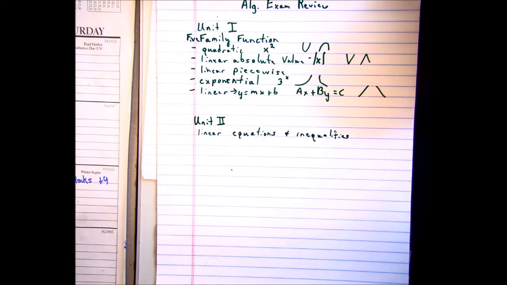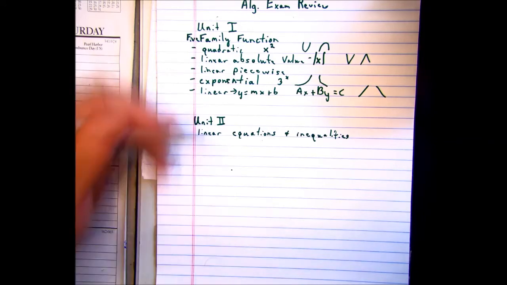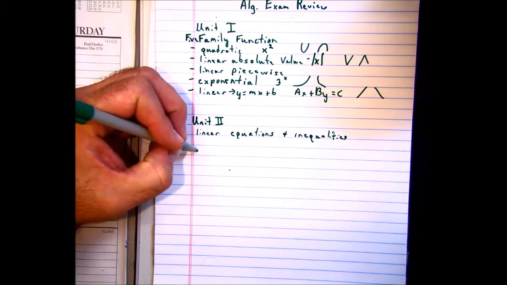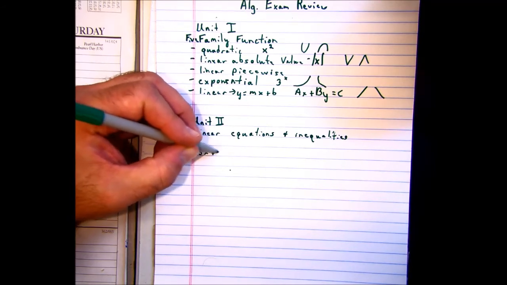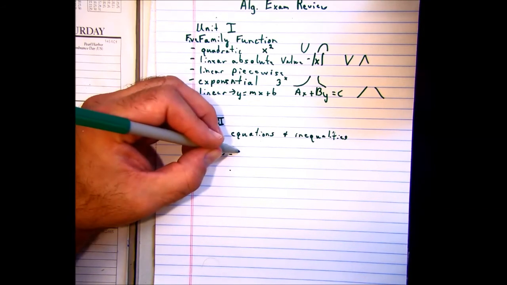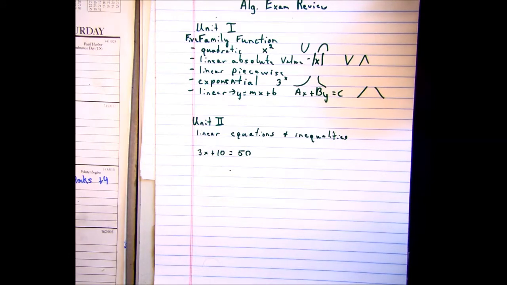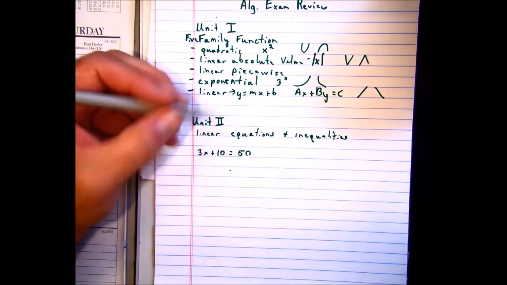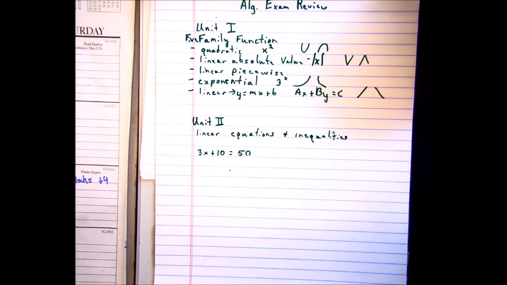Okay, so Unit 2 was nothing more than solving equations and solving of inequalities, graphing of equations, and graphing of inequalities. That was all done in Unit 2. So you had things like this, 3x plus 10 equals 50, and you had to solve. We minus 10 from both sides, and you divided by 3. Then you had inequalities.